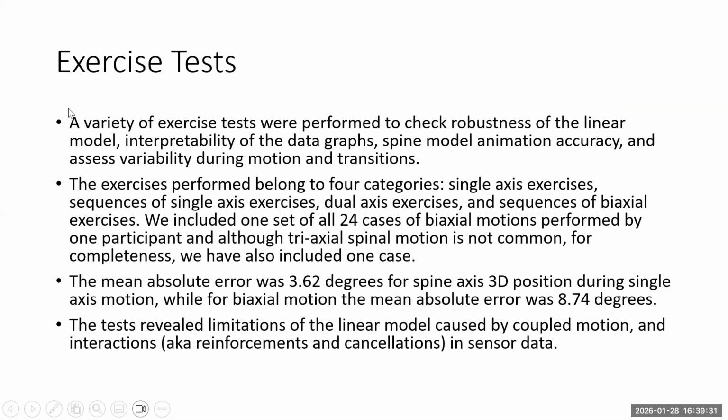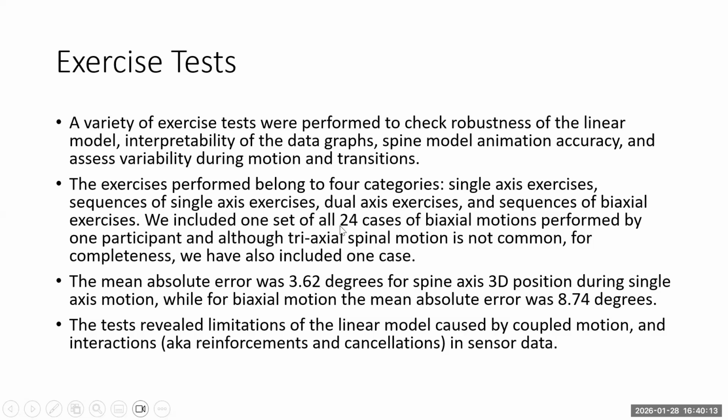So we did an exercise test, and this is published, where we checked that the model actually does work pretty well with 24 cases of biaxial motion. Remember, there are 4 categories. So we did single axis, dual axis, biaxial motions, and triaxial spinal motion. Triaxial spinal motion is something that only ballet dancers do when they do bending, flexion, and rotation at the same time.